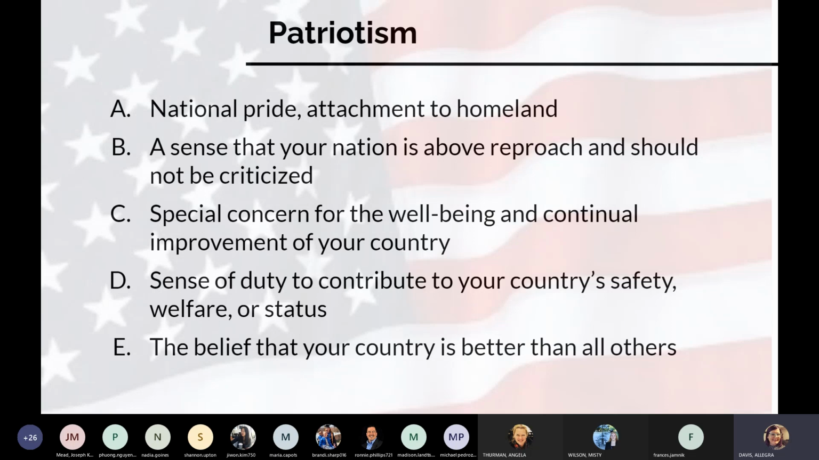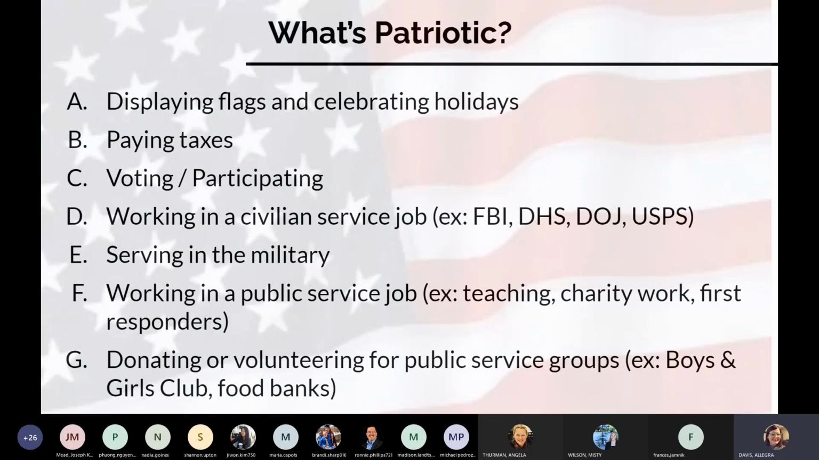But here's an even more challenging question. What does it mean to be patriotic? Which of these actions is patriotic? And if you really want to challenge, which one is the most patriotic? So we have displaying flags and celebrating holidays and buying lots of decor that's red, white, and blue. We have paying taxes, voting or somehow participating in the electoral process, working in a civilian service job, so a government job that's not the military, serving in the military, public service job like teaching or working for a nonprofit or being a first responder, or donating or volunteering for public service groups like Boys and Girls Club or food banks. So are all of those patriotic? Are some? Are none?